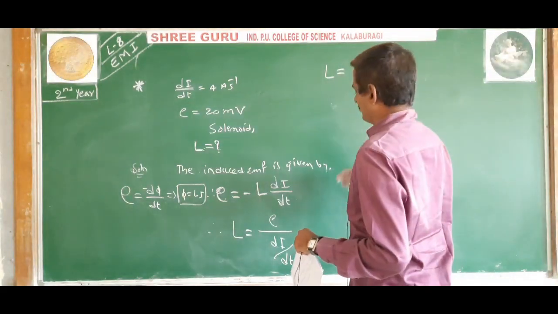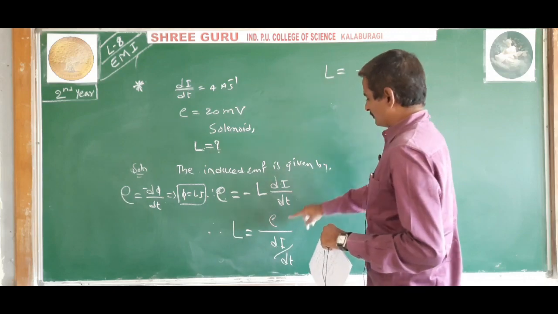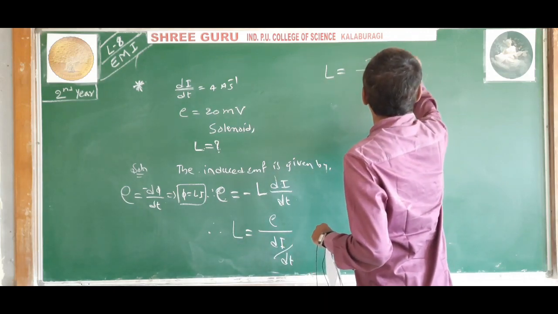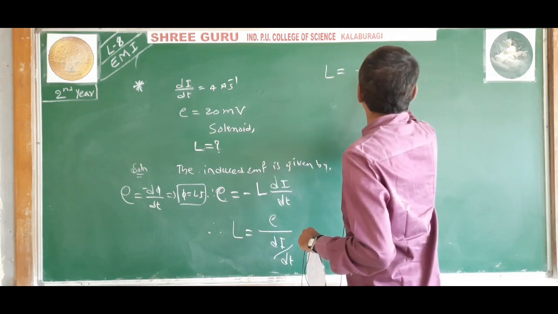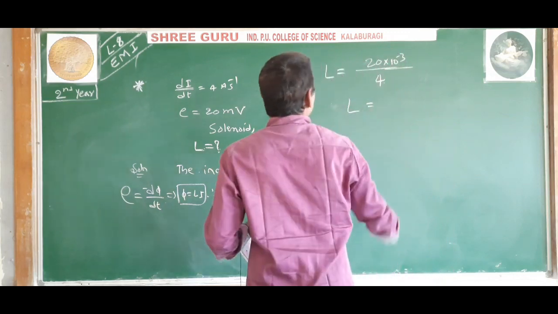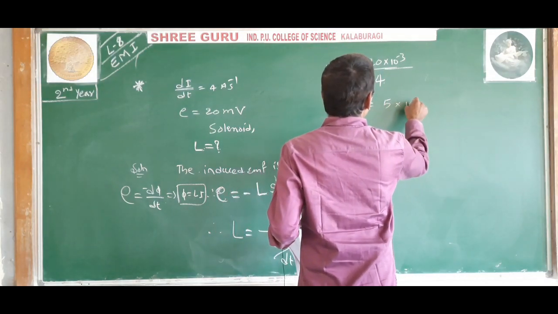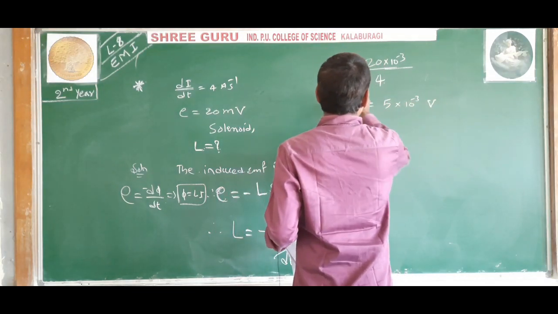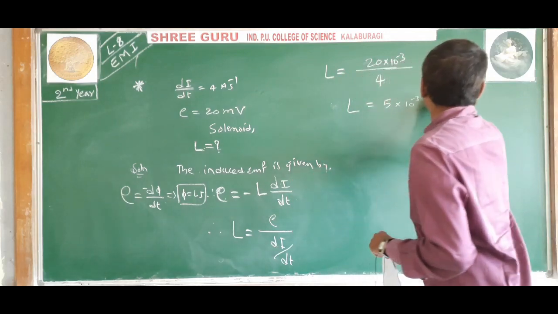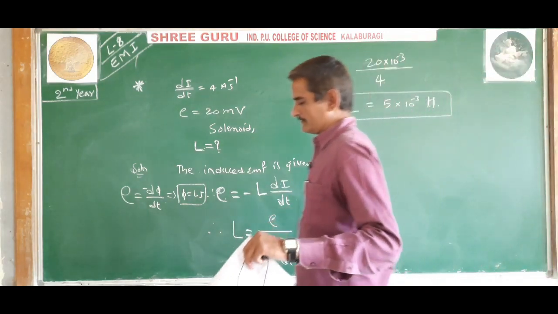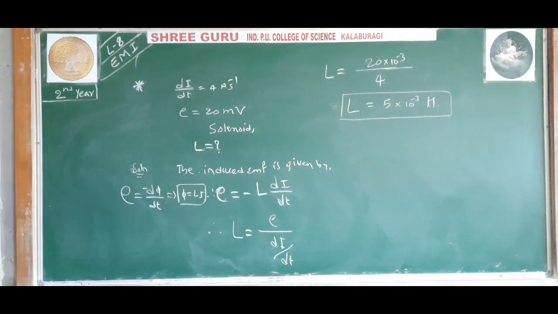Di by dt is 4. E value is 20 millivolt, that is 20 into 10 to the power minus 3, and di by dt is 4. So you will get L is equal to 20 divided by 4, that is 5. So L is equal to 5 into 10 to the power minus 3 Henry. This is the self-inductance of the coil.